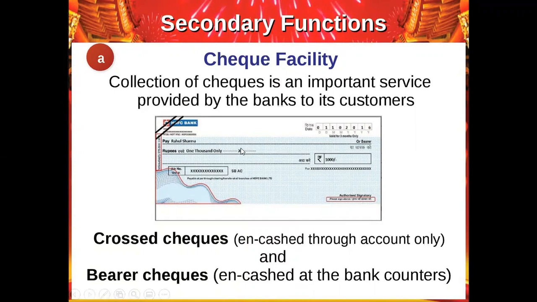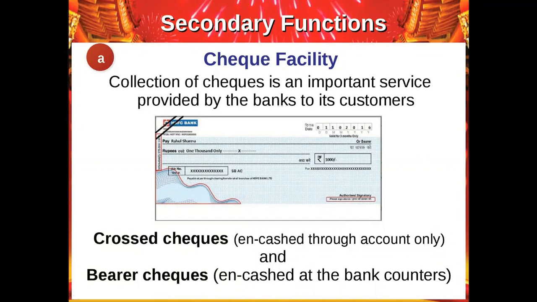Now checks are also of two types: cross checks and bearer checks. In case of cross checks, these checks cannot be encashed over the counter. You cannot just walk into the branch of that bank and ask for the money. If it is crossed, it has to be an account payee check only. Cross means account pay. So you can deposit this check in the bank, and then the amount will be credited to your account when this check gets cleared.